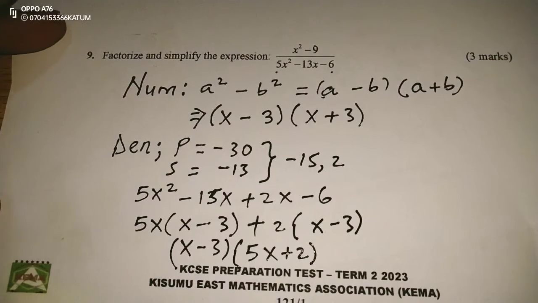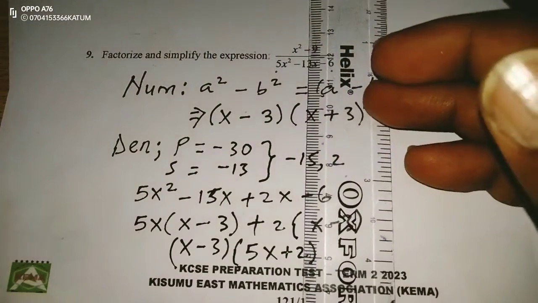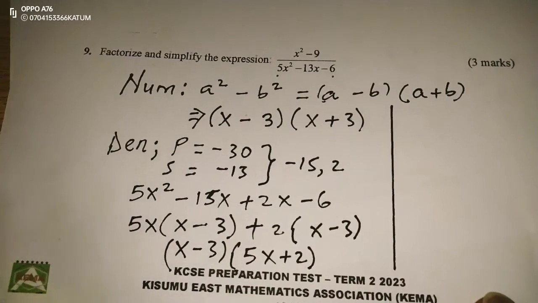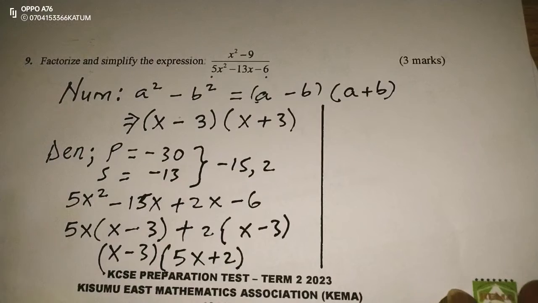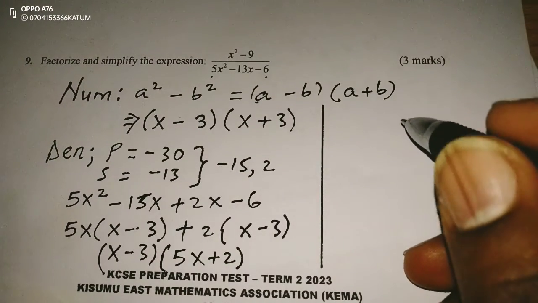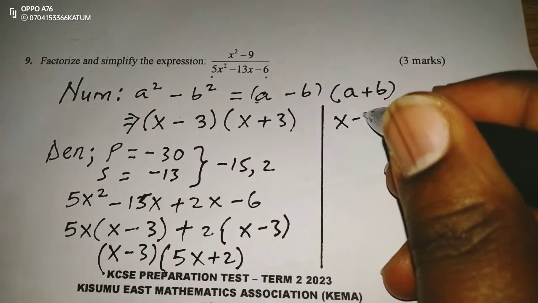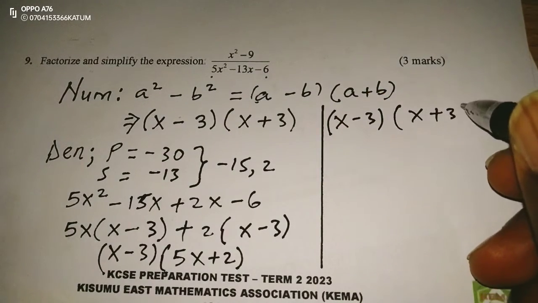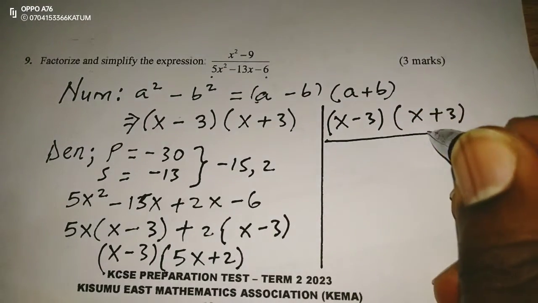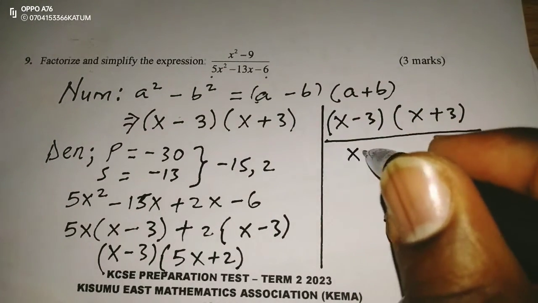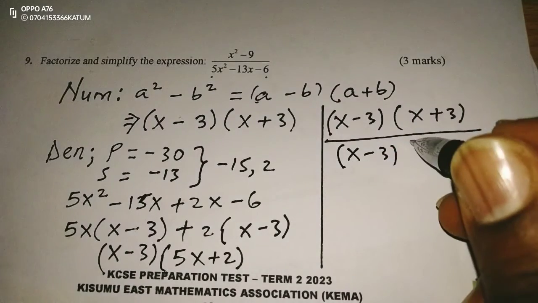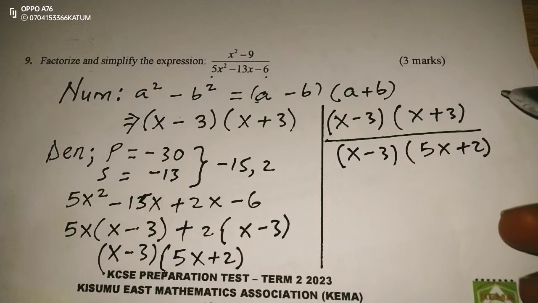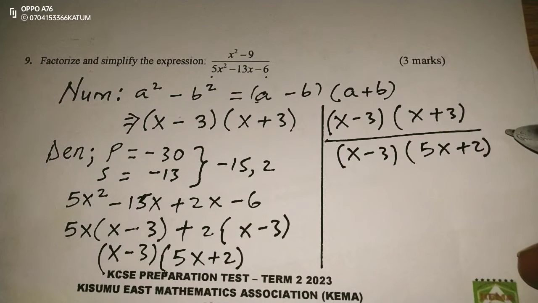With that now, because the numerator and the denominator have been factorized, we need to combine the factorized numerator and the factorized denominator. So we have x minus 3, x plus 3 divided by x minus 3, 5x plus 2. This is the numerator factorized, the denominator factorized.